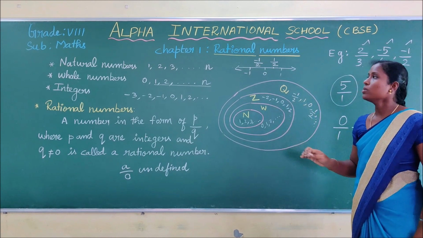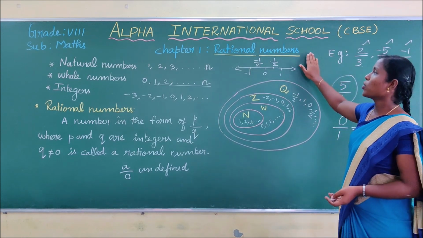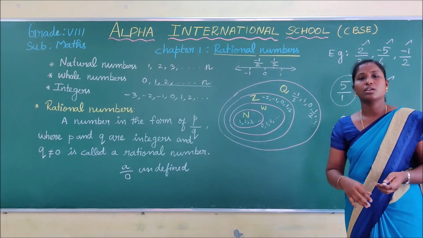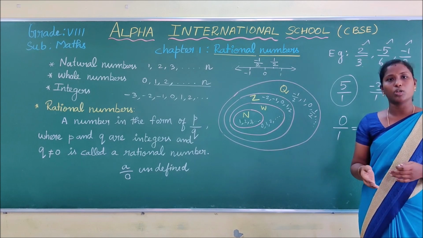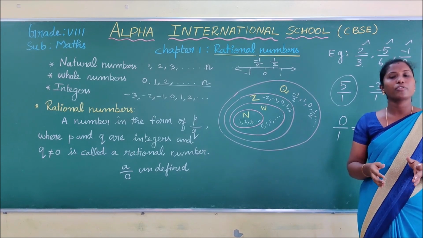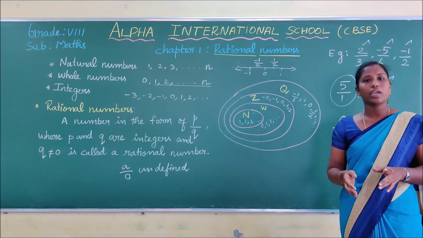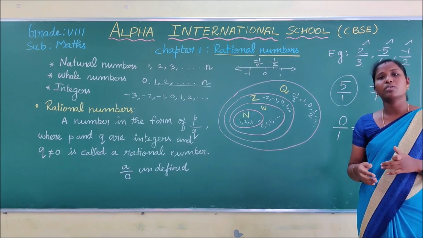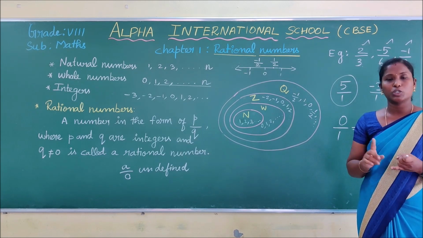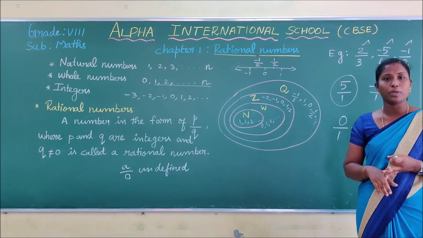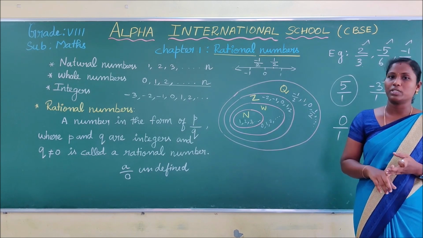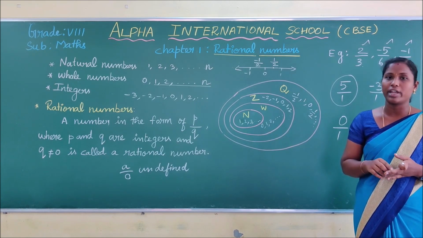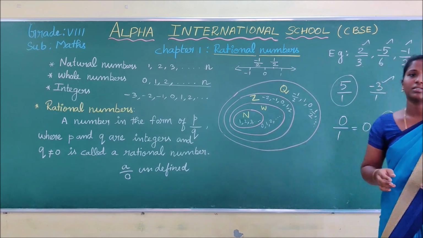Okay. So, especially in this chapter, we are going to learn about rational numbers. Next, we are going to see the properties of rational numbers. On the properties of rational numbers, we are going to discuss the closure property, commutative property, and associative property, and whether these properties hold for rational numbers or not.